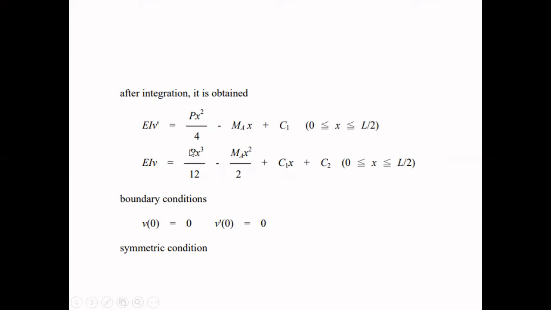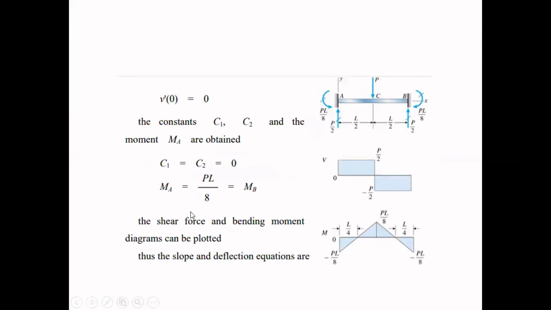Then again, applying the boundary conditions, V0 is equal to 0 and V dash 0 will also be equal to 0, because it is a symmetrical condition. So V dash 0 will be equal to 0. Here are the final forces: PL by 8, PL by 8. This is MA, this is MB, and this P by 2 is the RA and RB due to this load P.